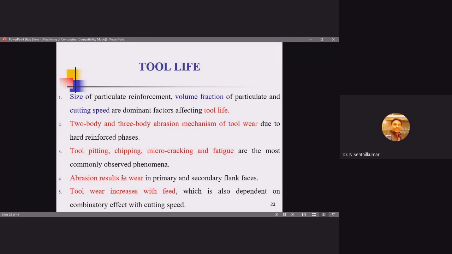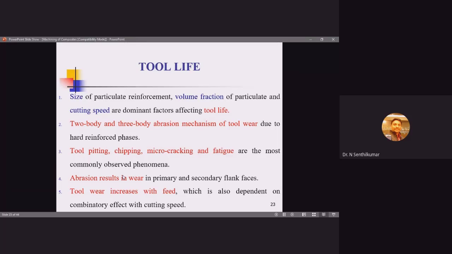So what is the mechanism behind the tool wear? Two-body and three-body abrasion mechanisms. Then apart from this, pitting. Pitting is because of the shearing action: the temperature of the tool will be higher, which in turn brings it in contact with oxygen, so it becomes weaker. Then chipping. You can see at the edges the chipping is going to occur. Then fatigue. Because of fatigue also, the chipping will be there.